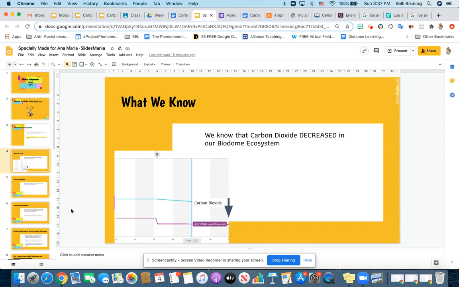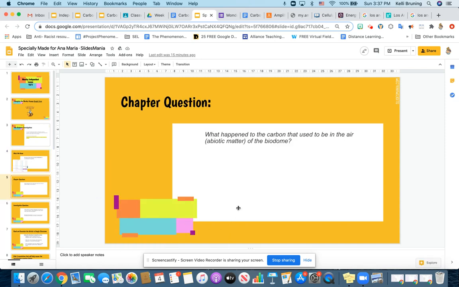So now we're going to be looking at our chapter question. Our new chapter question, rather, is what happened to this carbon dioxide? We know that it decreased, so now we want to know what happened to the carbon dioxide that used to be in the air of the biodome.